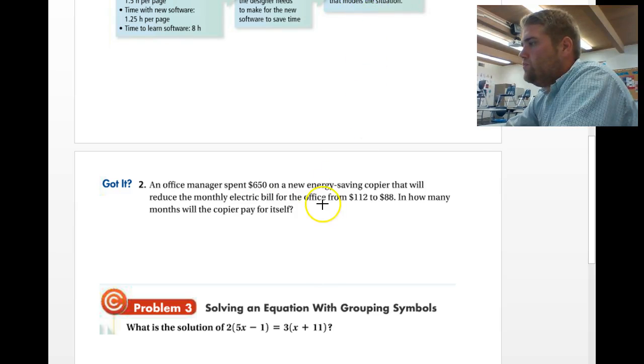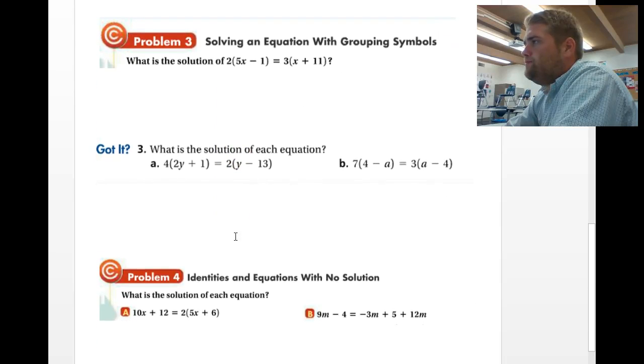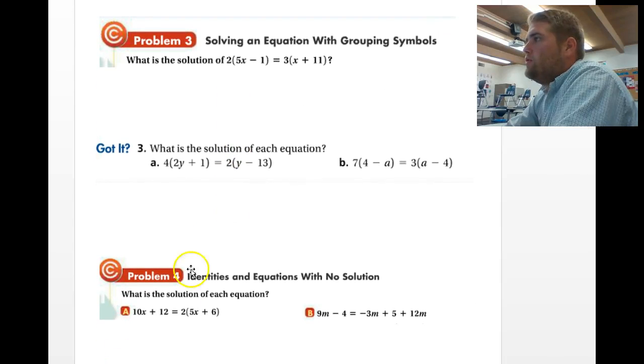Okay, so now let's go down to problem 3. Problem 3 is very similar to what we've been working on. Now, if you remember, when I have this number outside these parentheses, that means 2 times 5x minus 1.